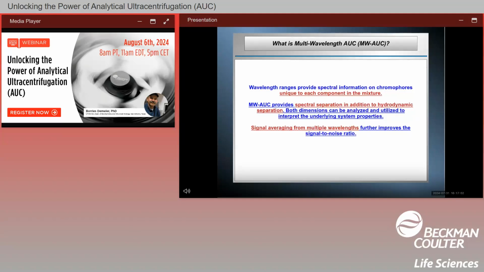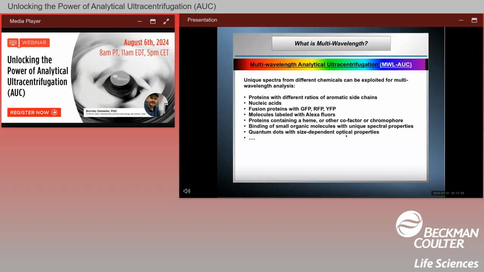By analyzing this information, multi-wavelengths analytical ultracentrifugation provides then spectral separation in addition to hydrodynamic separation. And both dimensions can be analyzed and utilized to interpret the underlying system properties. We also can gain from the multi-wavelengths experiments by performing signal averaging, that is, by having signals from multiple wavelengths that we can then signal average to further improve the signal to noise ratio.